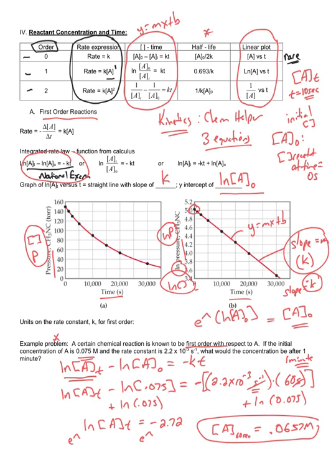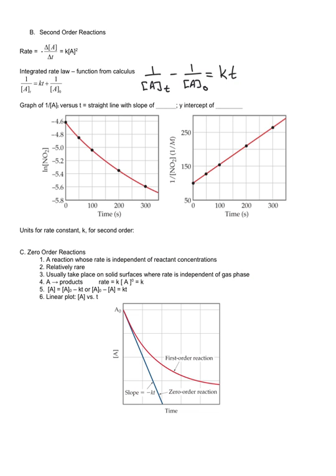Now, what about the zeroth order integrated rate law? It's not on the sheet. They expect you to know it. If it's a second order reactant, the natural log of the concentration of the substance will not be a linear line, so I can't use it.